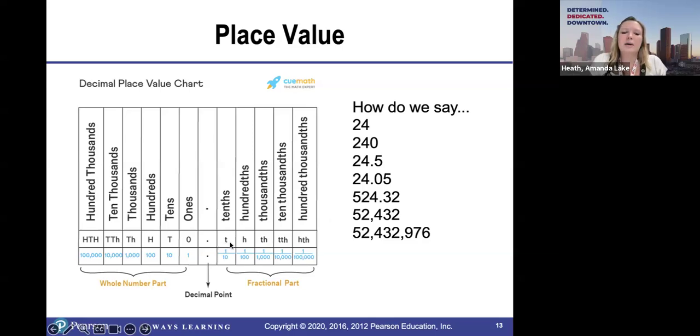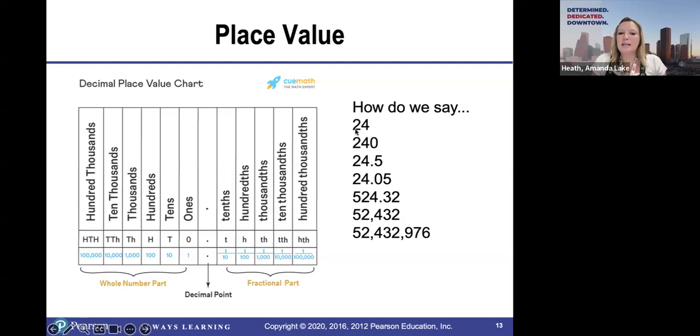So we have to say the TH part at the end of that word. And every time you move 1 to the left, you're multiplying by 10 to get your place value, so one larger power of 10. And when we move to the right a place value, we are dividing by 10.